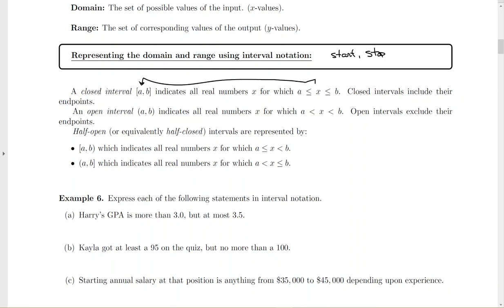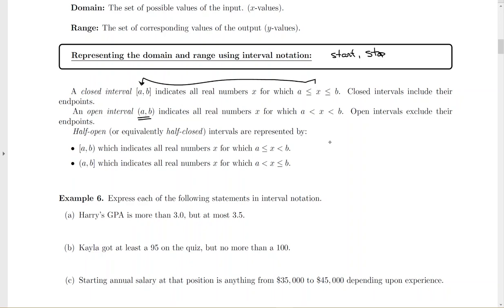So we can also talk about an open interval, AB. So it gets really close to A, but not exactly on A, and it ends really close to B, but not exactly on B. And that's what this is. A is less than X is less than B. This, again, is interval notation. And then we can talk about half open or half closed intervals.